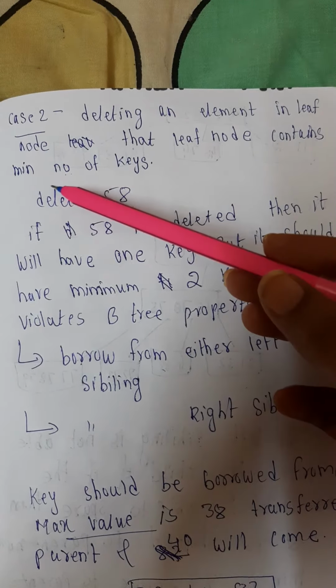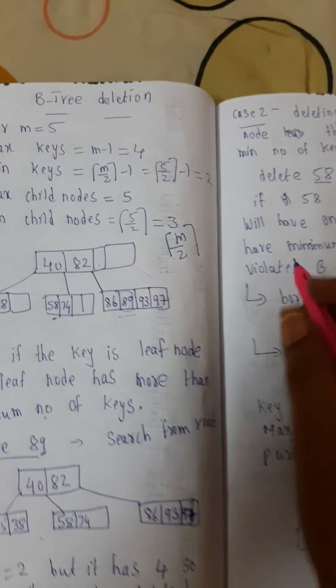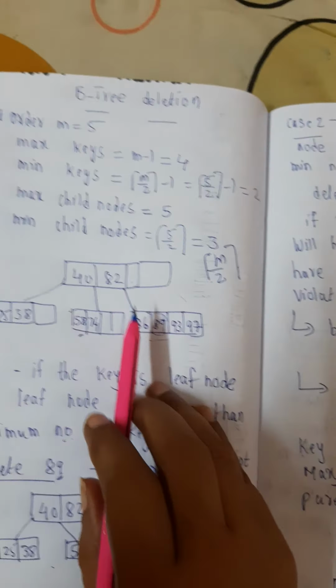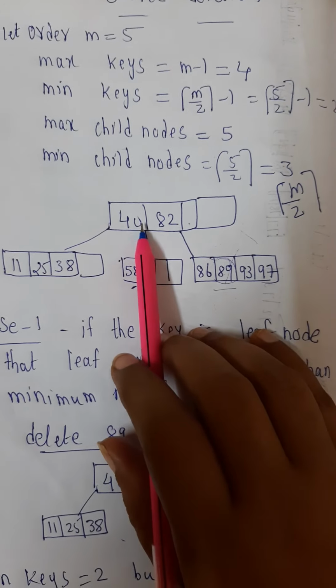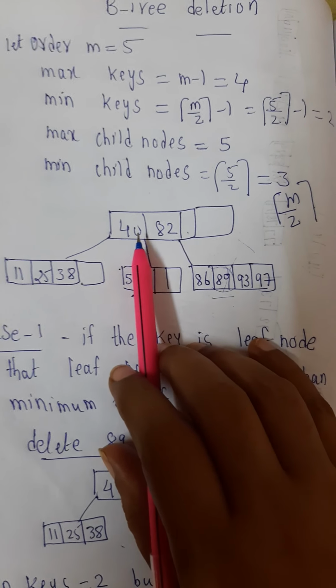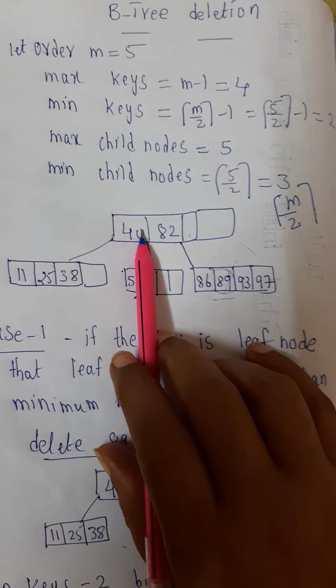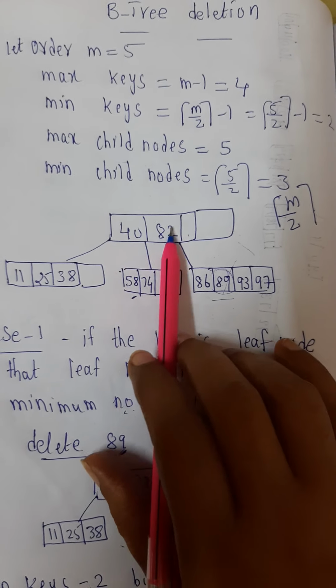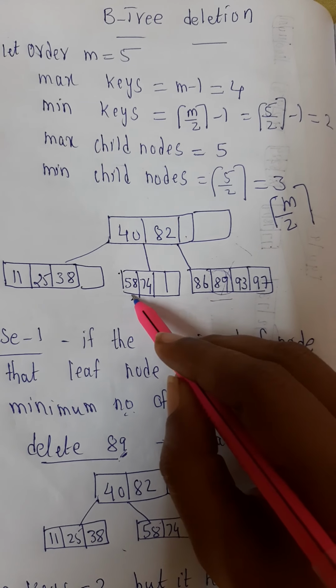Now we will come to another case: deleting an element in a leaf node that contains the minimum number of keys. Say I want to delete 58 now. First we check where 58 is. We know the searching starts from the root node. 58 is greater than 40, which means it goes to the right. So here we have 58, and this 58 should be deleted.